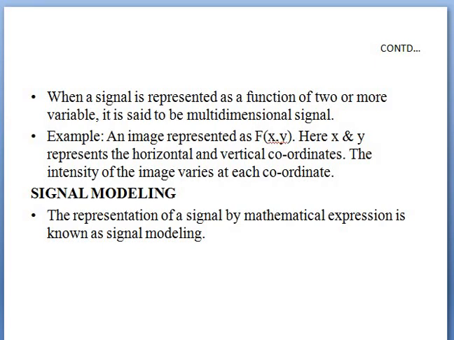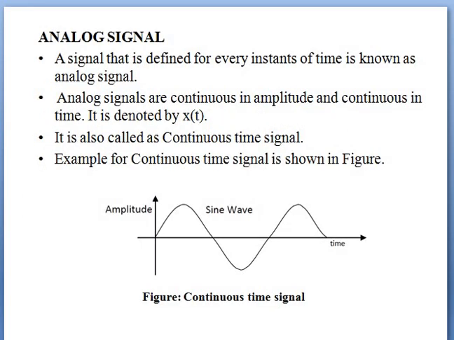Signal modeling. The representation of a signal by a mathematical expression is known as signal modeling. Analog signal. A signal that is defined for every instant of time is known as an analog signal. Analog signals are continuous in amplitude and continuous in time. It is denoted by x(t). It is also called a continuous time signal. An example of a continuous time signal is a sine wave as shown in the figure.